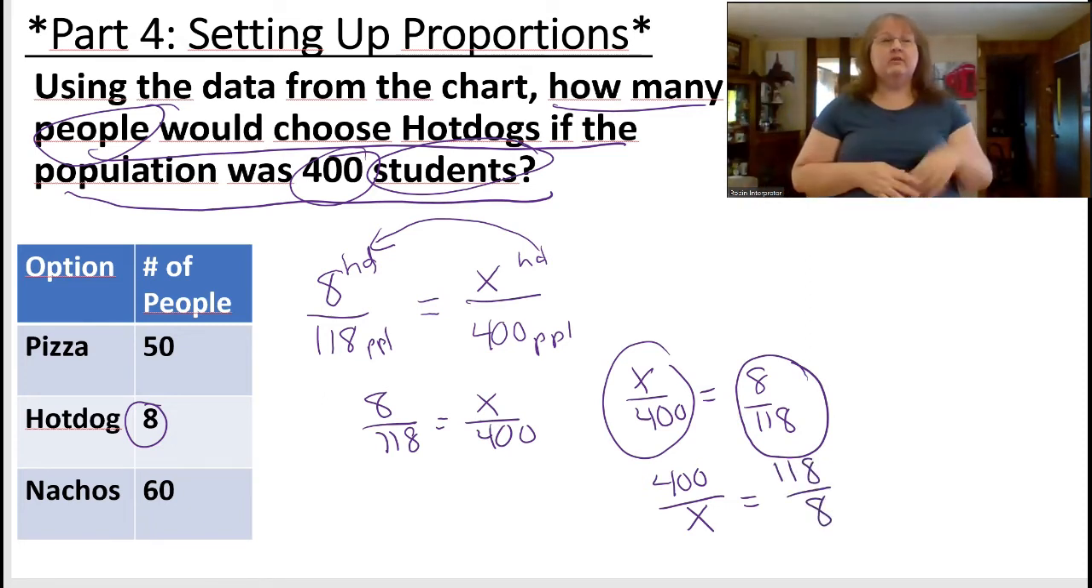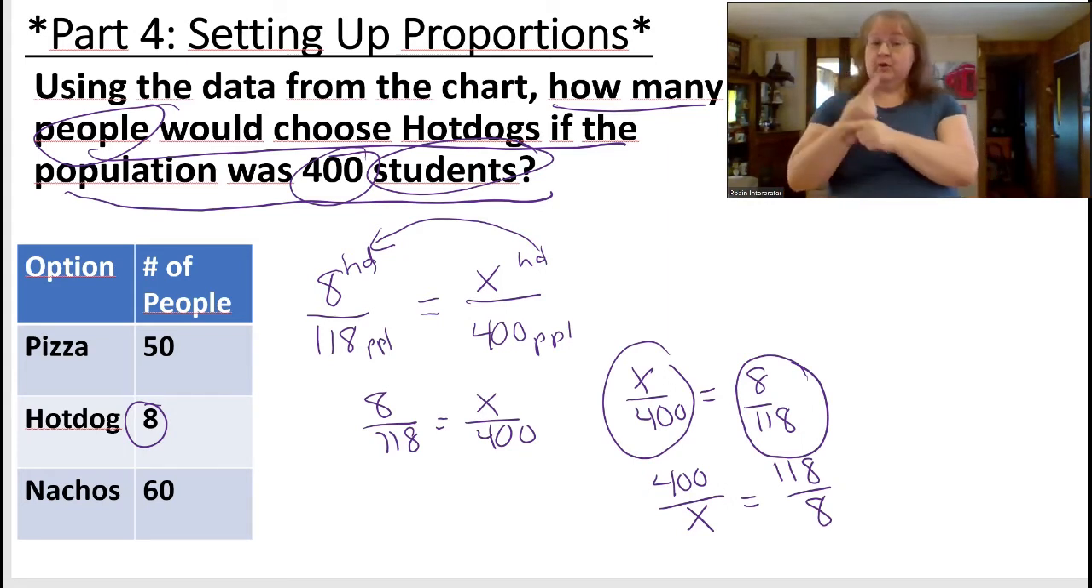It means the same exact thing, because 400 over x is equal to 118 over 8. So you may see these represented in different ways. It means the same thing, as long as they're placed in the correct spot.